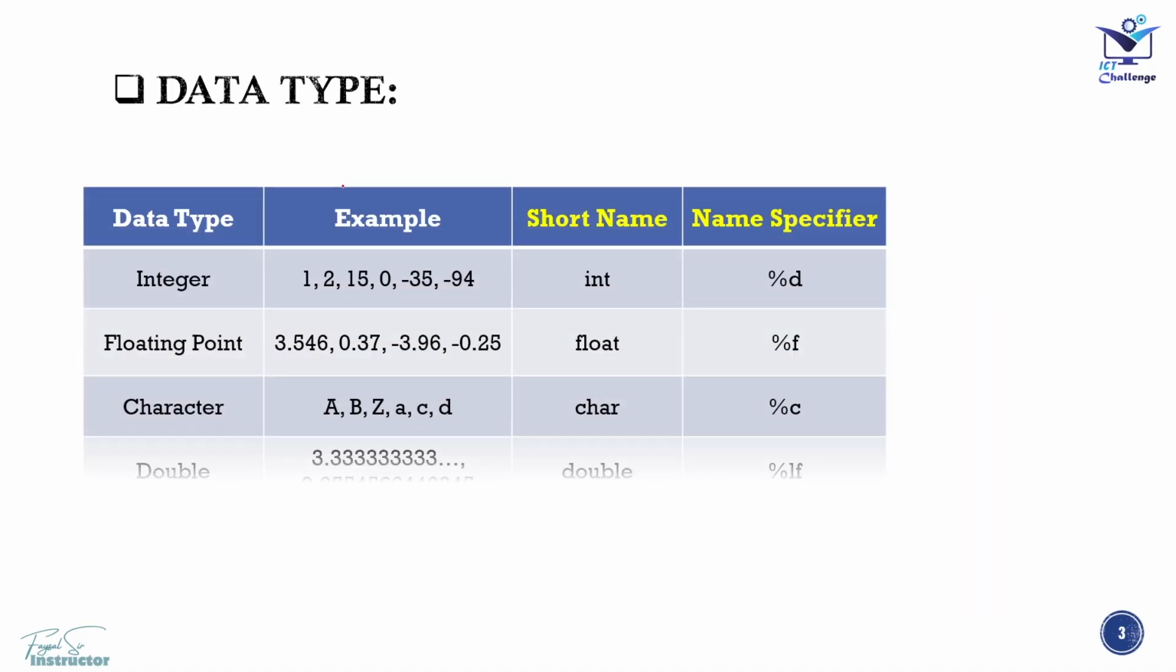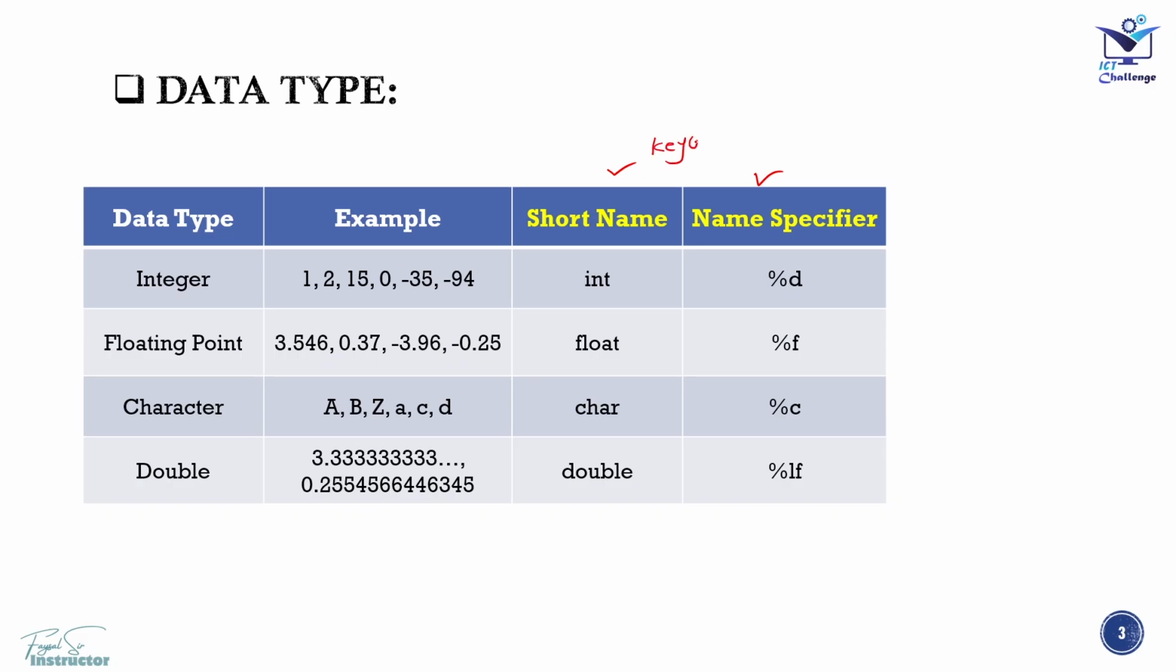After that we will learn about the data type. What is a data type? In this chart we have four types of data types: integer, floating point, character, and double. The example of the integer is the positive, negative, and neutral number. That means without any fraction, if you have any data, that is called the integer. The short name of the integer is int, and the name specifier should be %d. So here this short name and the name specifier are our main keyword.